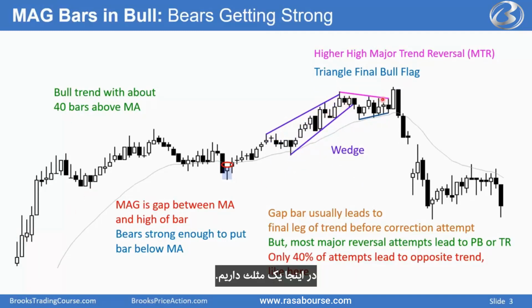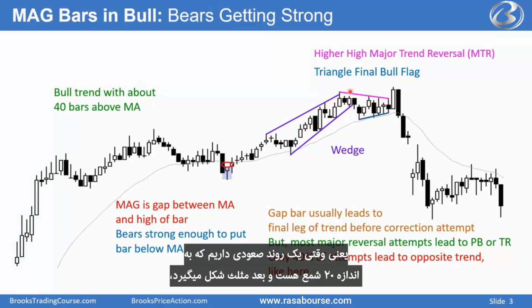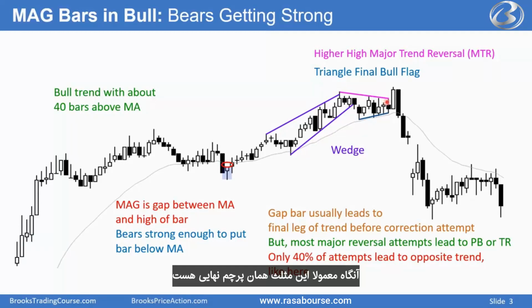Here we have a triangle for a final bull flag. A triangle late in a bull trend, 20 or more bars into a bull trend, usually becomes the final flag, and the market usually reverses and then either enters a trading range or has a swing down.